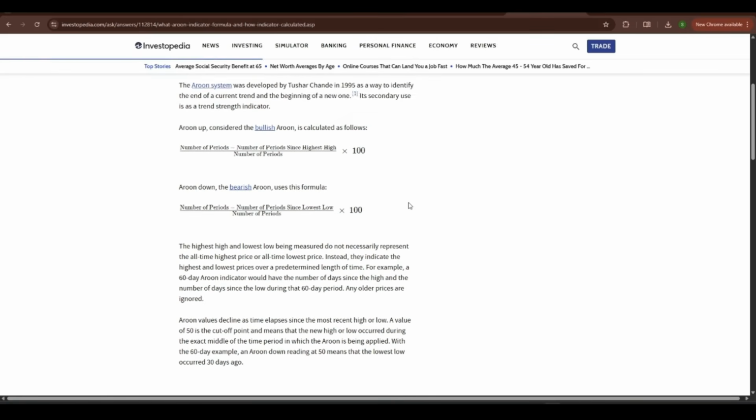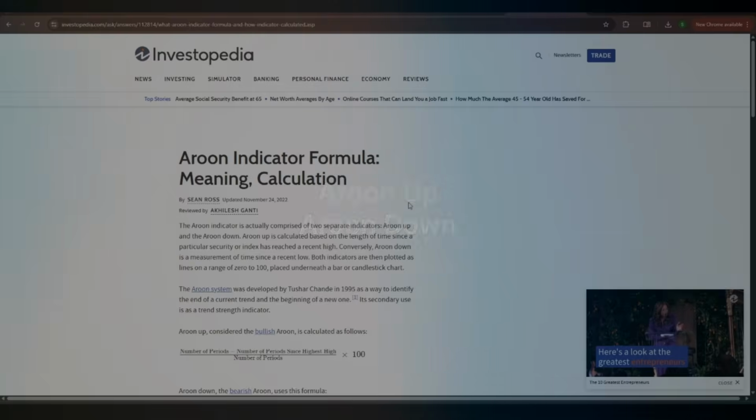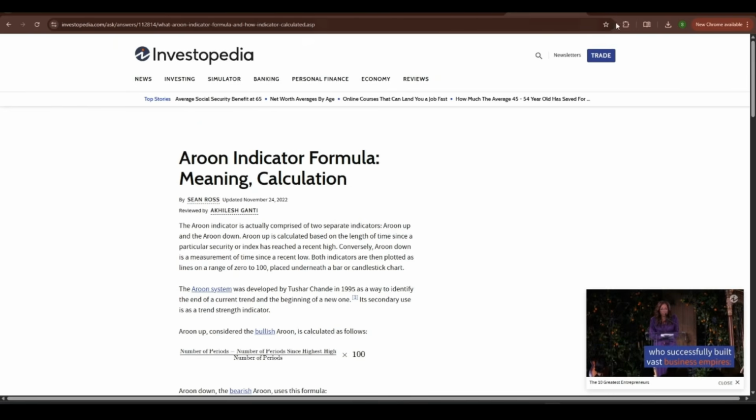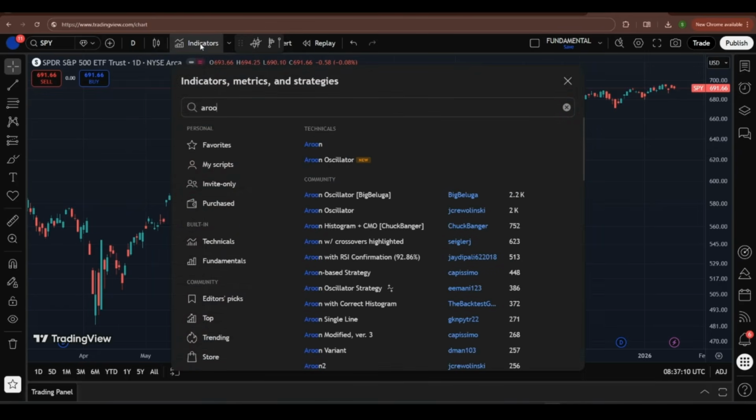The Aroon indicator consists of two lines, Aroon up and Aroon down. It's unique because it measures time relative to price. It asks, how many days has it been since the last high or low? Let's look at it on a chart first.